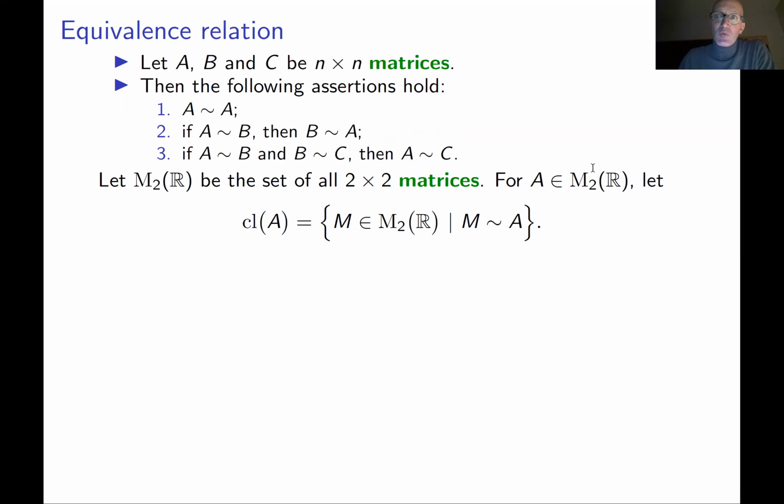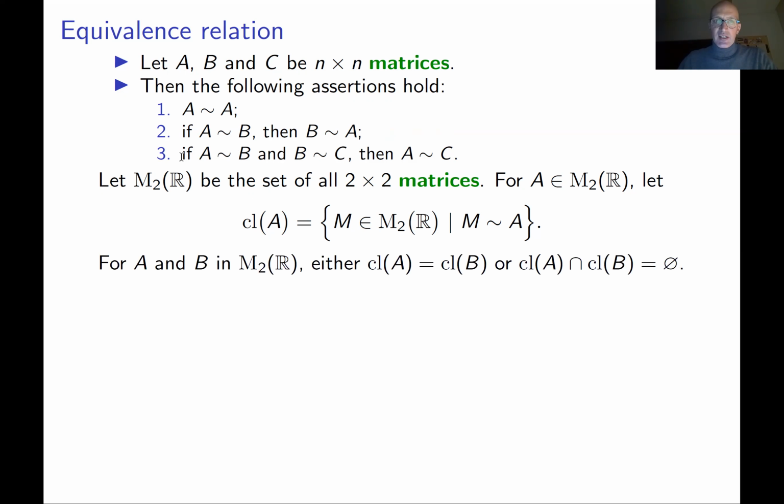And let me just consider one example. You take 2 by 2 matrices and you define what's called an equivalence class. Let's denote it like this, the class of A. For every given matrix A, this class consists of all 2 by 2 matrices which are similar to A. So this is basically a bunch of matrices. And this is called the equivalence class of matrix A with respect to this equivalence relation.